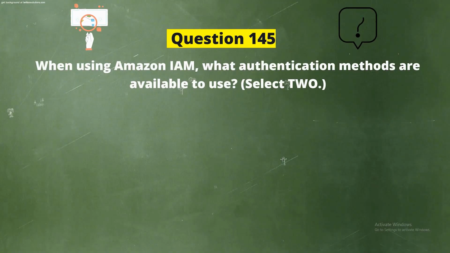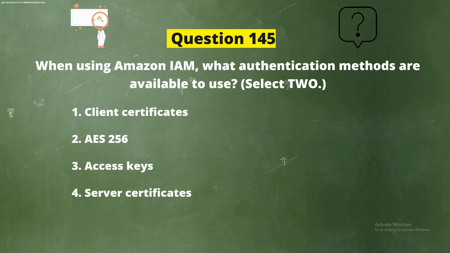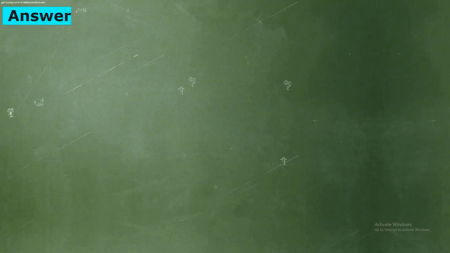Next question. When using Amazon IAM, what authentication methods are available to use? Select 2. And the options are: Option 1. Client certificates. Option 2. ICE 256. Option 3. Access keys. Option 4. Server certificates. Option 5. AWS KMS. And the correct answers are Option 3. Access keys. And Option 4.